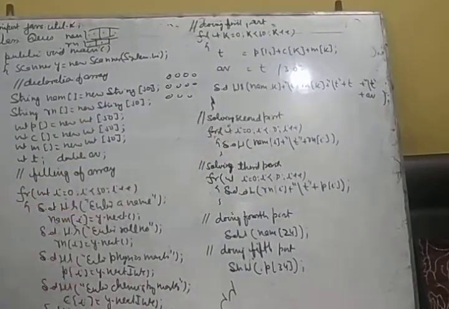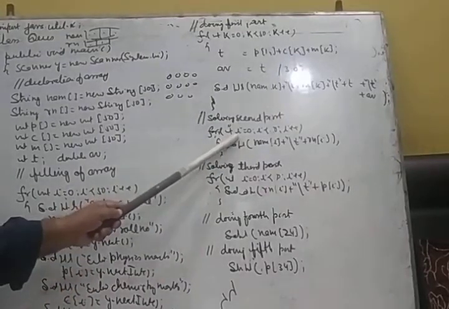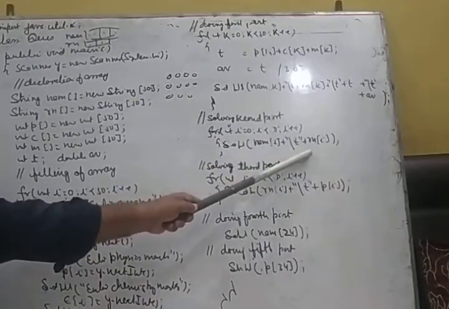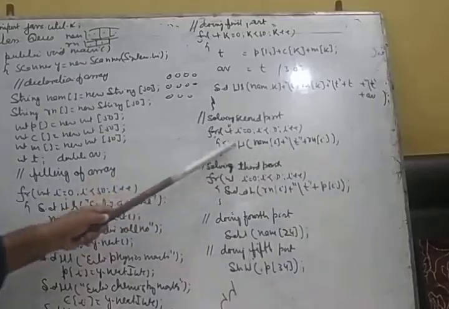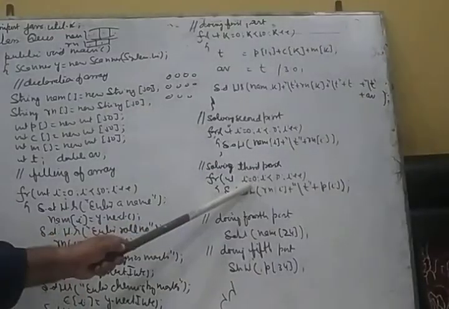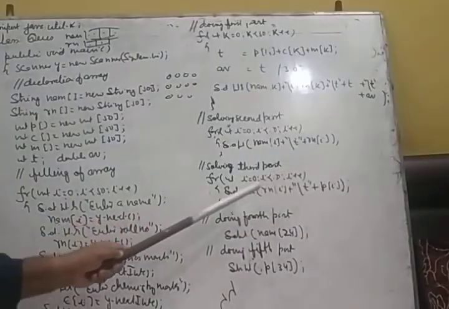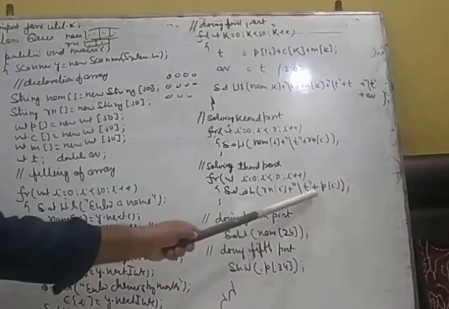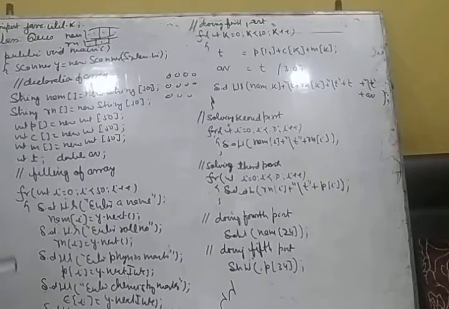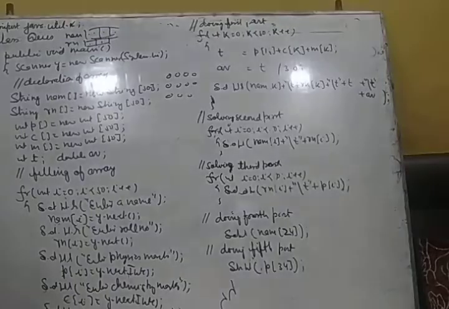Solving the second part. Now you need to print name and roll number of all the students. Run from int I is equal to 0, I less than 50, I plus plus. NAM0, Rn0. NAM1, Rn1. NAM2, it will print all the students' name and roll number in the form of a list. Third part, again from 0 to 50, I plus plus. System.out.println Rn0, P0, Rn1, P1, Rn2, P2. So roll number and marks in physics of all the students in the form of a list.